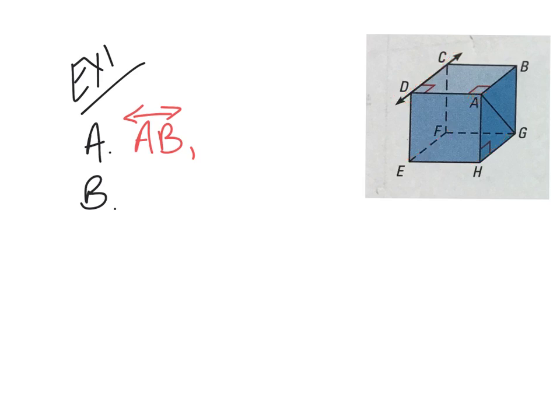All right, for B, lines that are skew to CD and contain point A. A and H. AH would be one. Are there any more? Are you sure? So we have this one that's not parallel and never crosses. Is there any more that are not parallel and never cross?